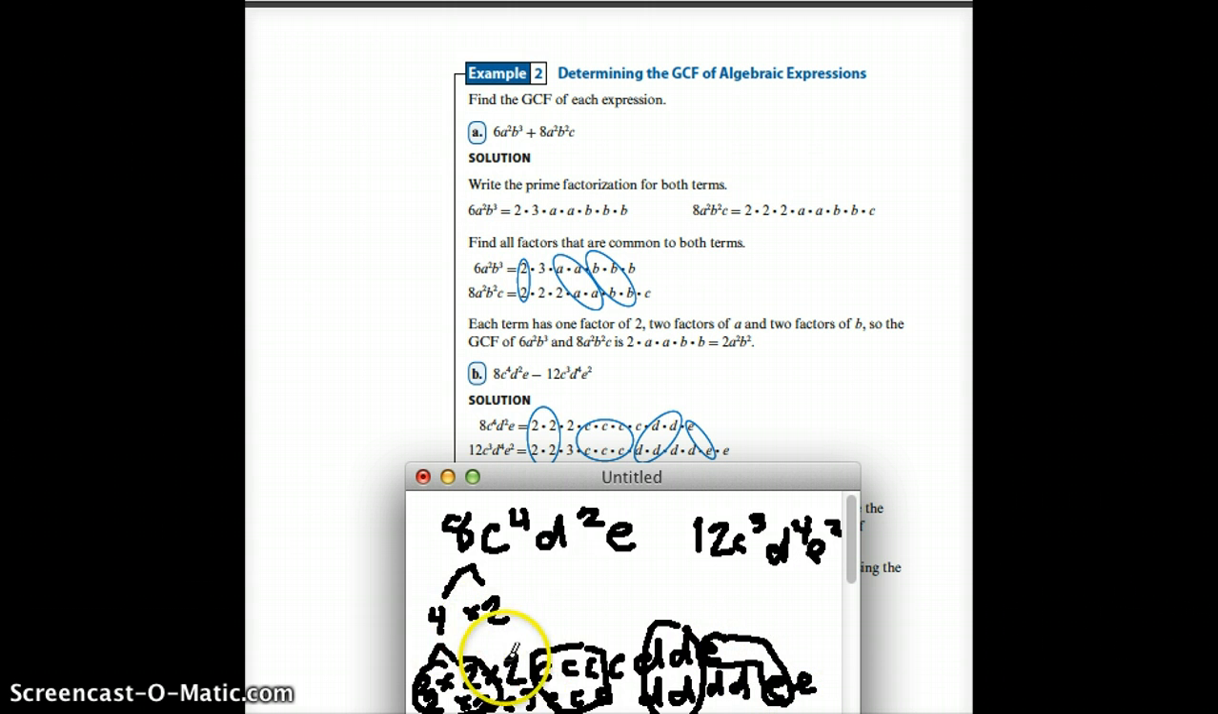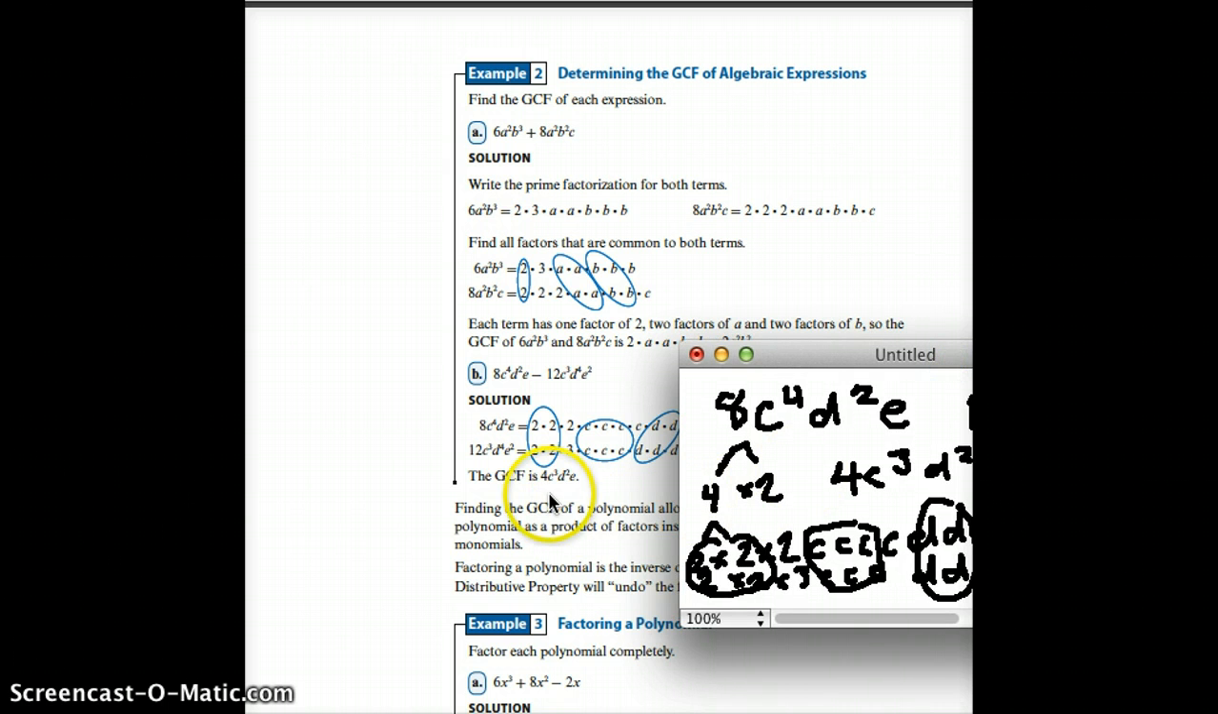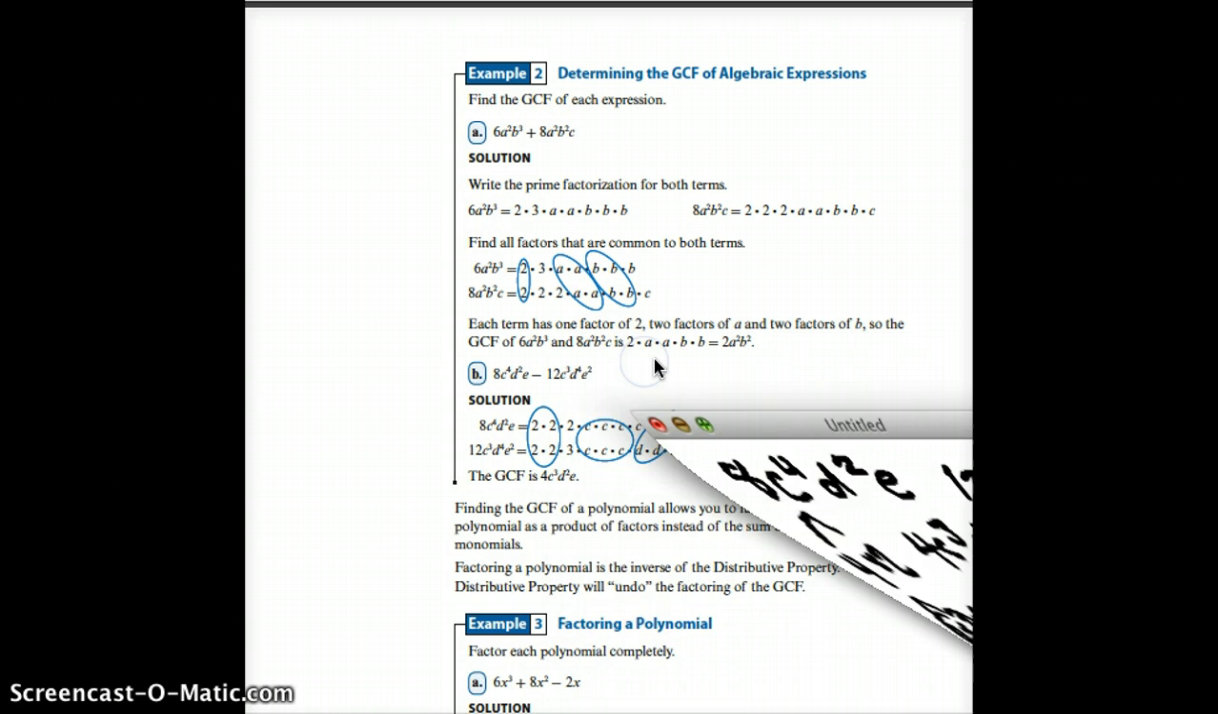So the greatest common factor here is 4 c to the 3rd d squared e. Let's see if I'm right. And there you go. See, 4 c to the 3rd d squared e. Sorry, my handwriting is not so good there.